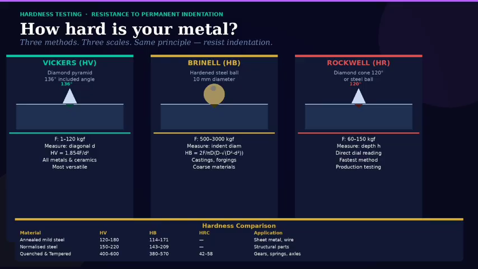You measure the diagonal of the square indent. HV equals 1.854 times force divided by diagonal squared. Works on everything from soft aluminium to hardened tools to ceramics.